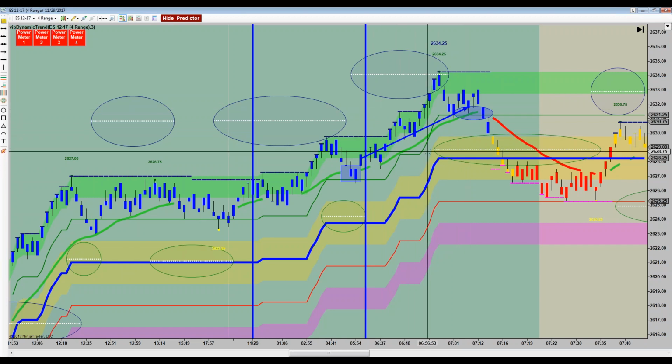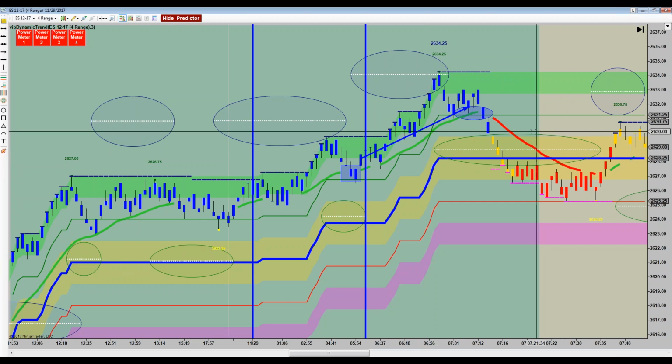The trade entries are the same, but you have to be very patient and realize that you might be sitting in a trade for an hour or more, a half an hour or more, sometimes all morning. Now let's take a look at what happened after here.